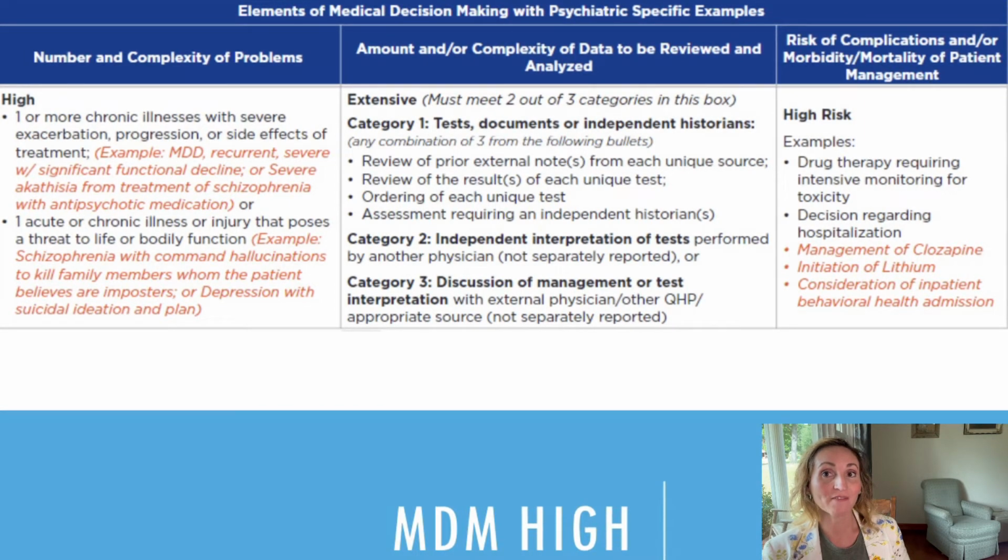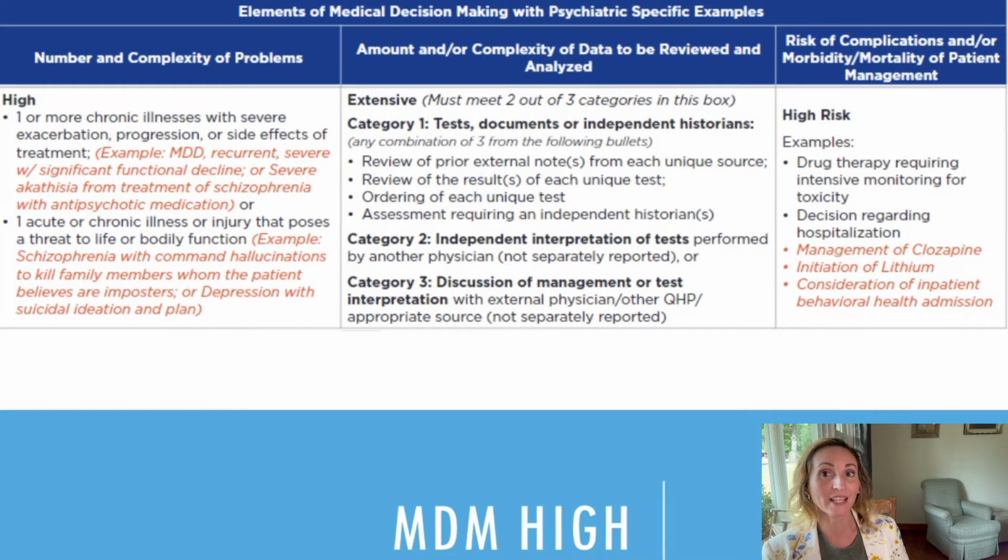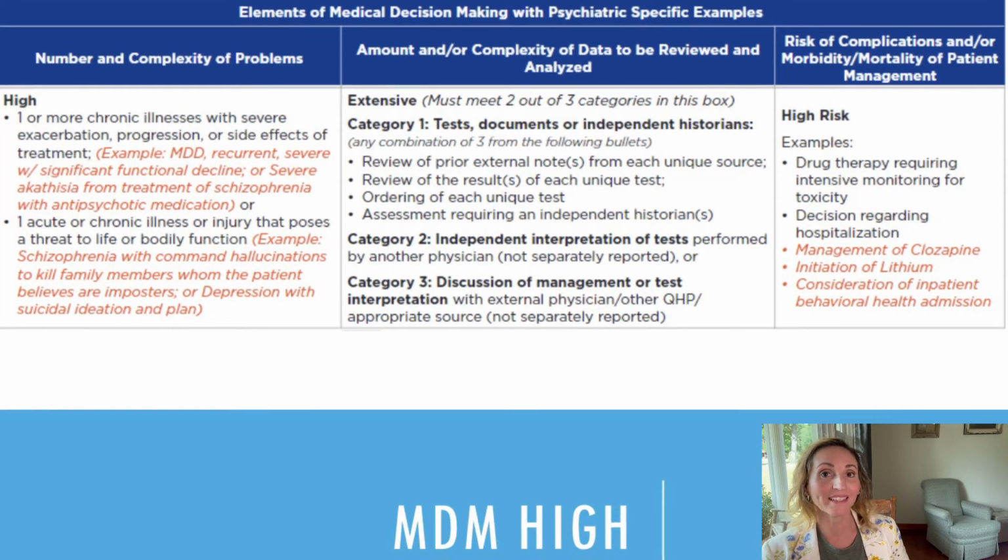Patients that are having severe exacerbation of the chronic illness and need to be hospitalized. Here's an example of a 99215. We have a patient with one acute or chronic illness or injury that poses a threat to life, along with a decision to admit. Now let's discuss billing by time.